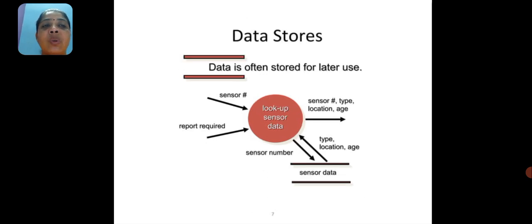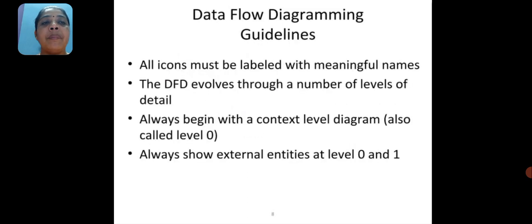Next, the data store, which is used to store information. For example, a sensor report is required. If we are sending some age or location, we extract it from the outside. Again, we collect some location and age information and store it in the sensor data. Whenever required, we can extract the information from the sensor data and make a process.